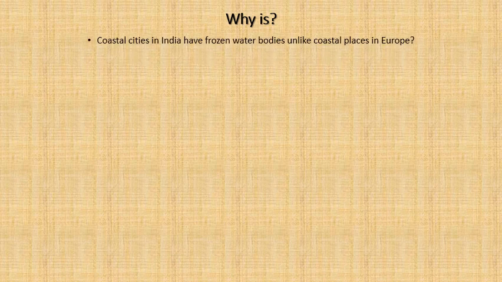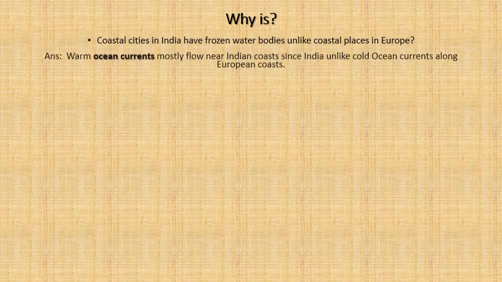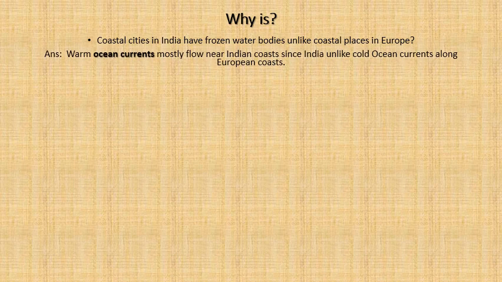Number one, coastal cities in India have no frozen water bodies unlike coastal places in Europe. What is the reason? The last point which we discussed. Warm ocean currents mostly flow near the Indian coast because India is near the equator and the central lower latitudes, unlike cold ocean currents which flow along the European coast. That is why India doesn't have frozen coasts or colder coasts unlike Europe.